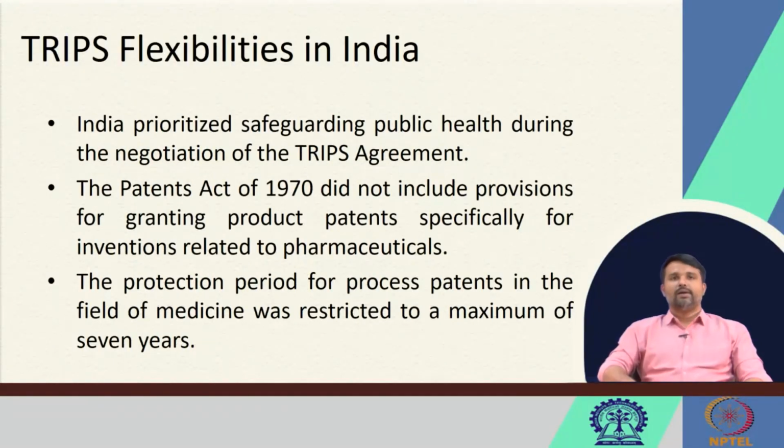Now, let us see the TRIPS flexibilities available for India. India prioritized safeguarding public health during the negotiation of the TRIPS agreement. The Patent Act of 1970 did not include provisions for granting of product patents, specifically for inventions related to pharmaceuticals. The protection period for process patents was restricted to a maximum period of 7 years.